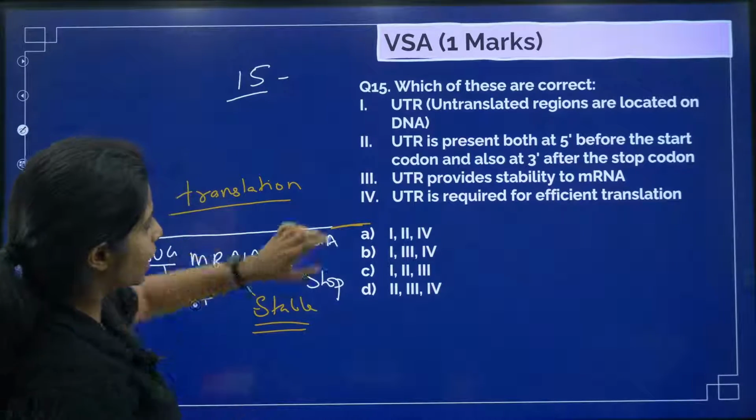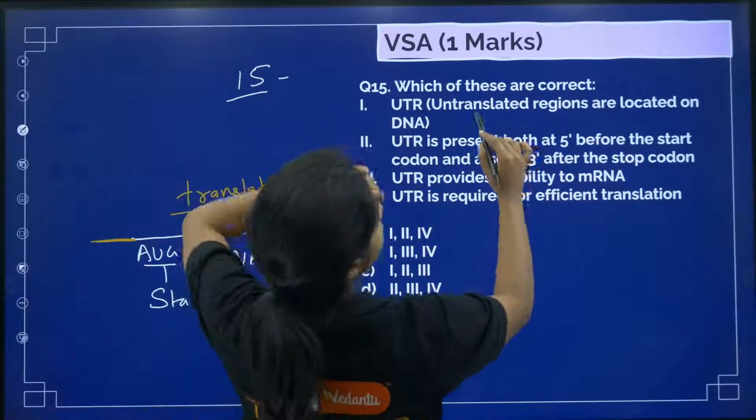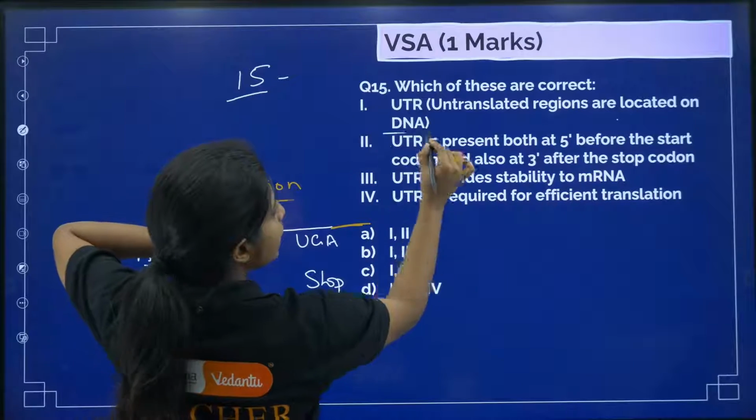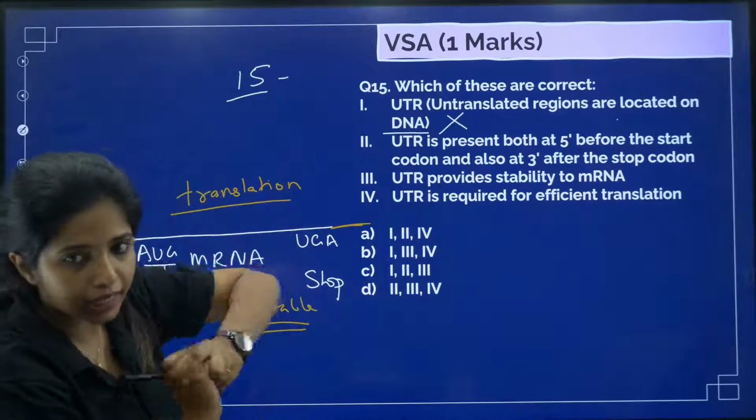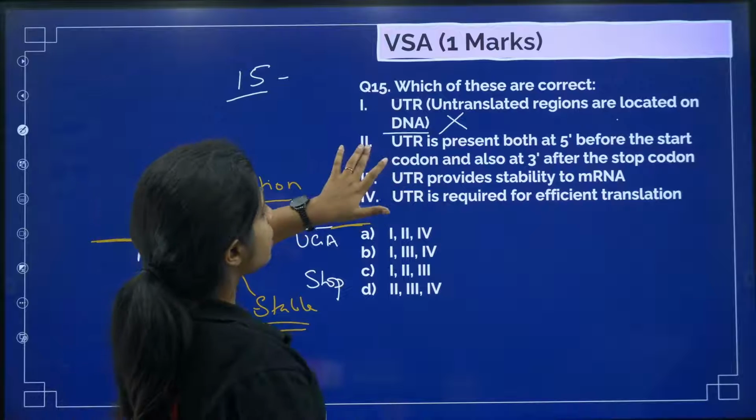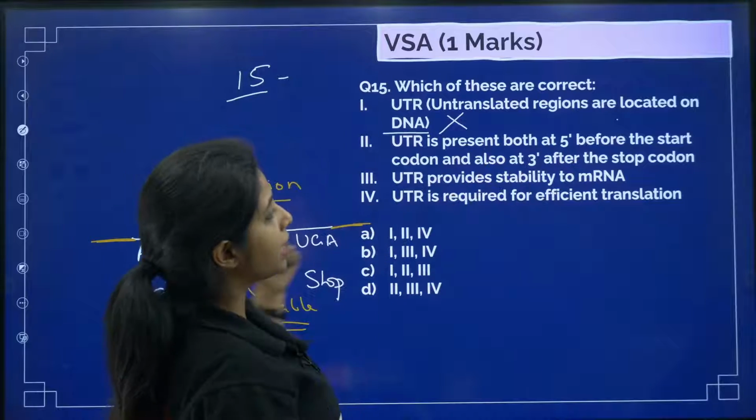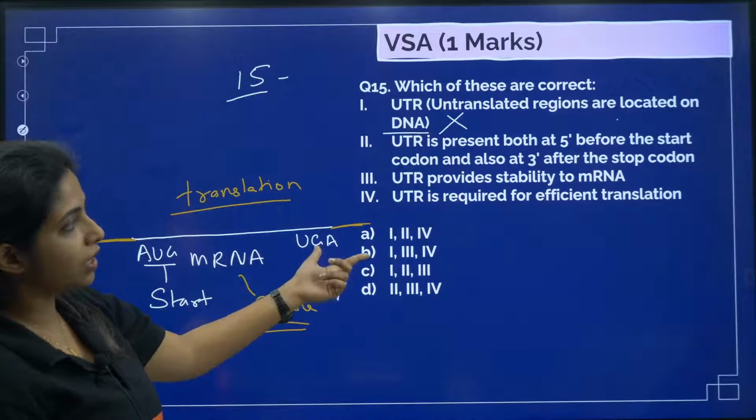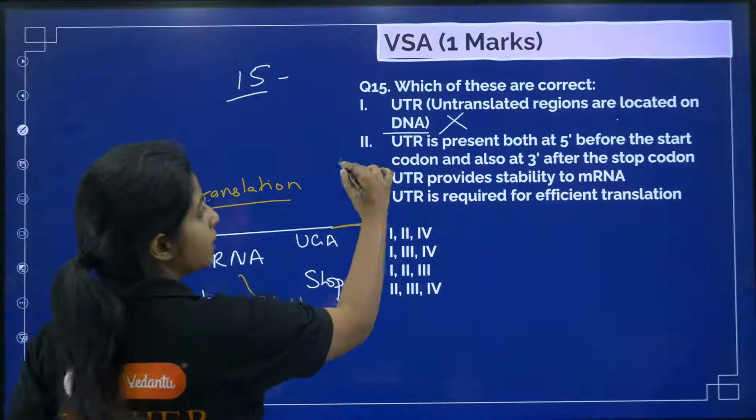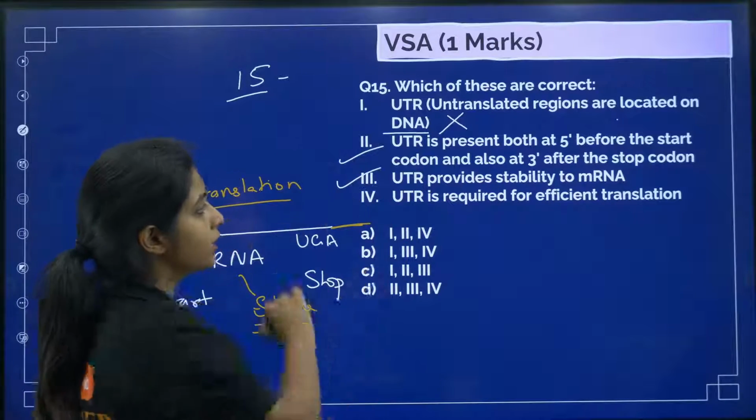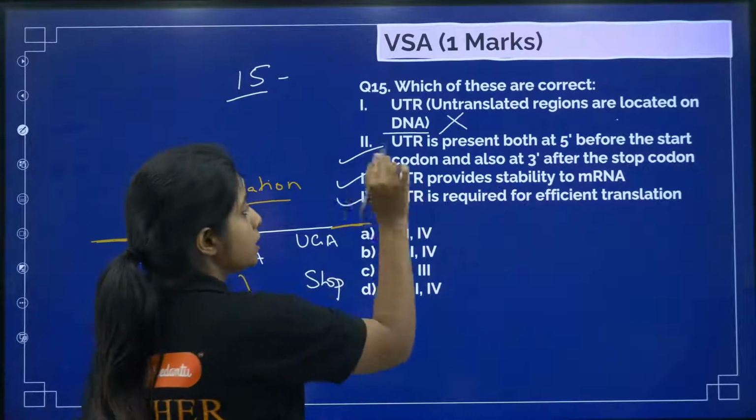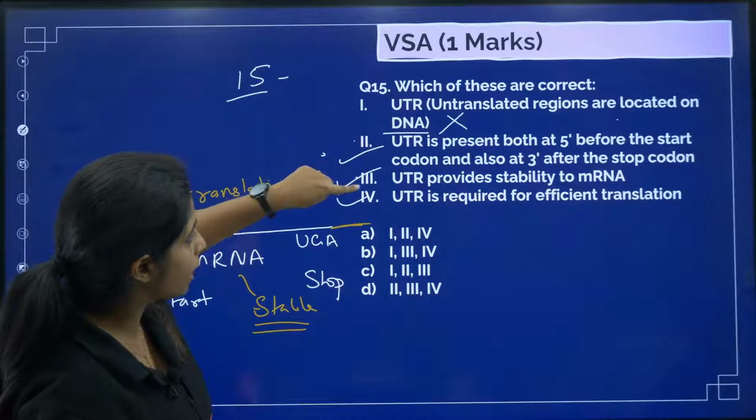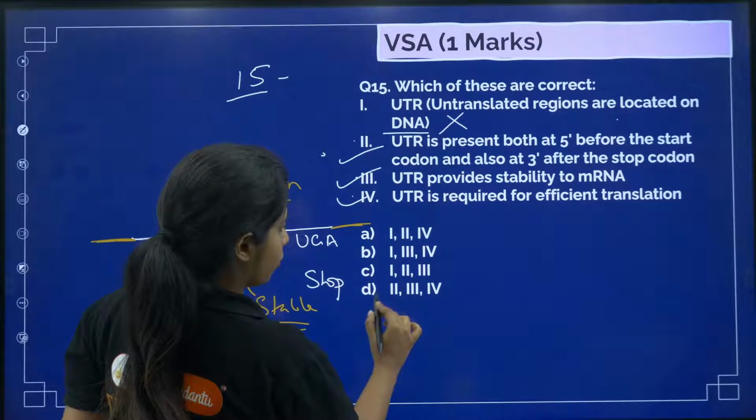Which of these is correct? UTR, untranslated regions, are located on DNA. No, children, they are located on mRNA. So I'll say this is wrong. Second, UTR is present both at 5' before the start codon and also at 3' after the stop codon. That is correct. UTR provides stability. That is correct. UTR is required for efficient translation. That is correct. So 2, 3 and 4.